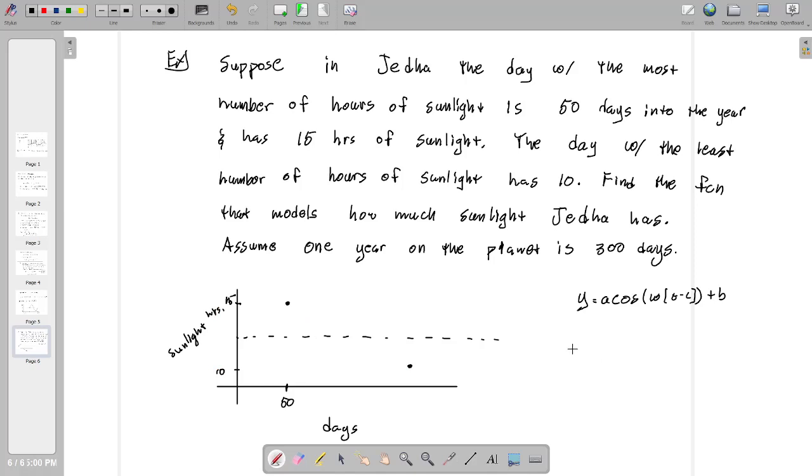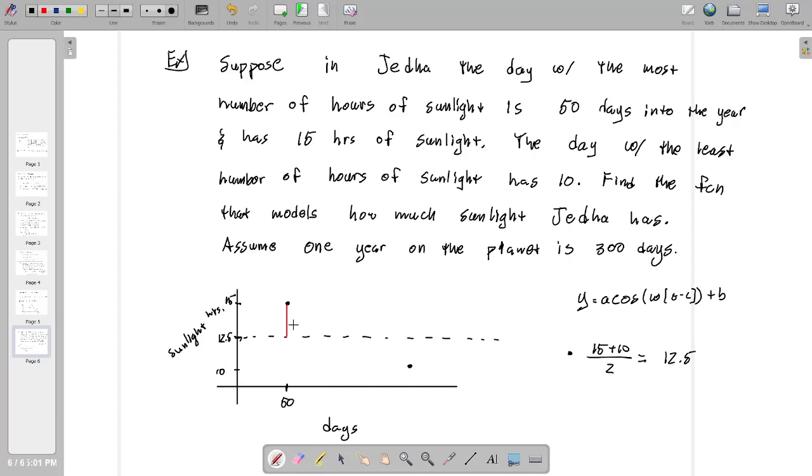So we do 15 plus 10 divided by 2, which finds the midpoint between these two y values, which will be the new axis over which we oscillate. And this is going to be exactly 12.5. 15 plus 10 is 25. 25 divided by 2 is 12.5. So my b here is 12.5. Now the next thing that I need to figure out is the amplitude.